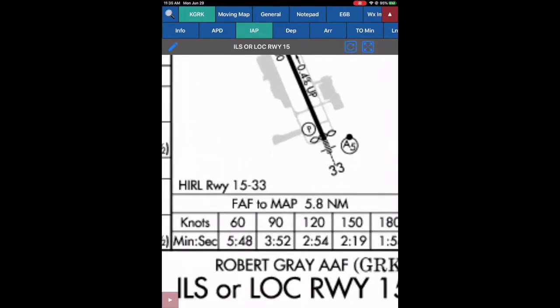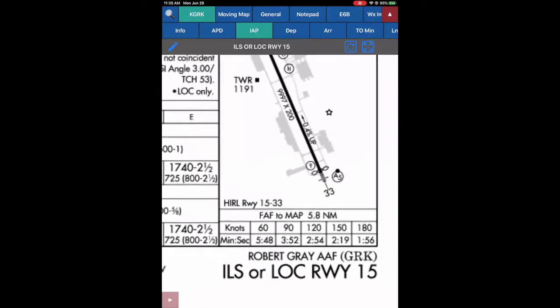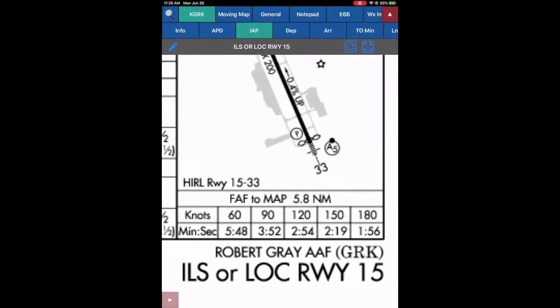I plan on flying at 110 knots. And let's say my forecast shows that there's going to be no wind whatsoever. That means I'm going to have 110 knot ground speed. But this timing block doesn't give me an entry for 110 knots. How do you calculate the time for 110 knots?